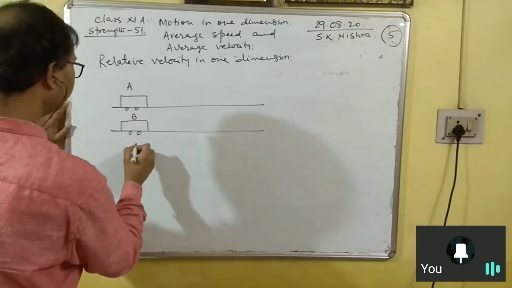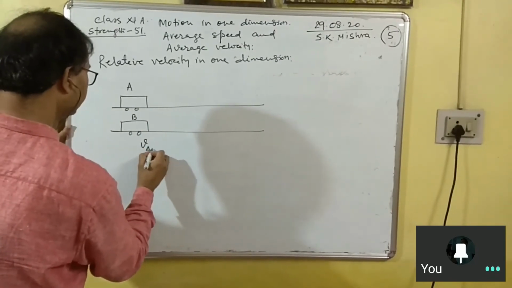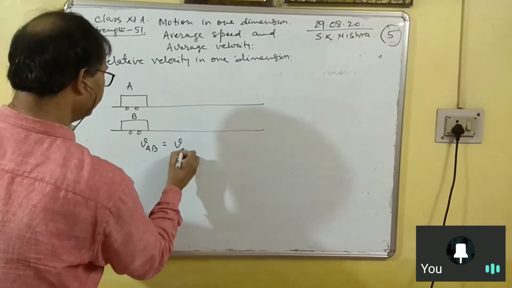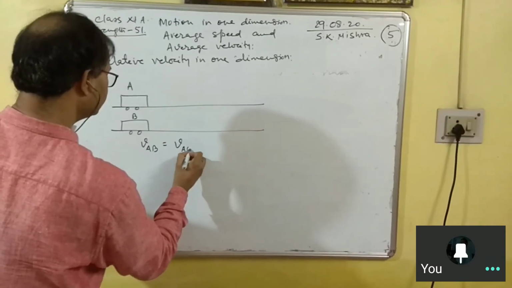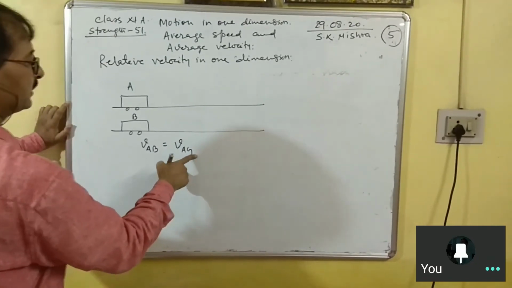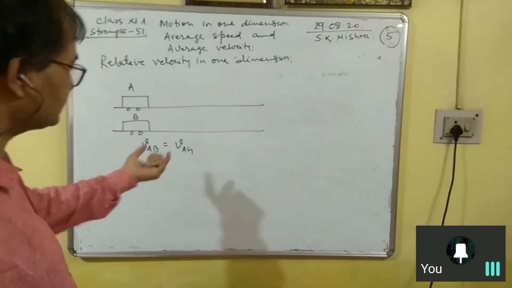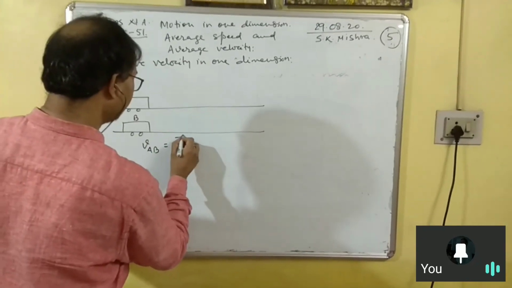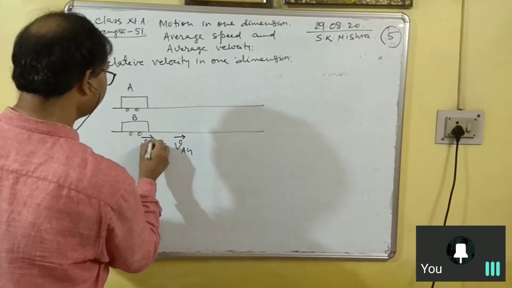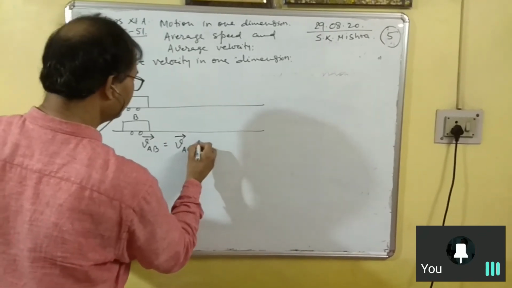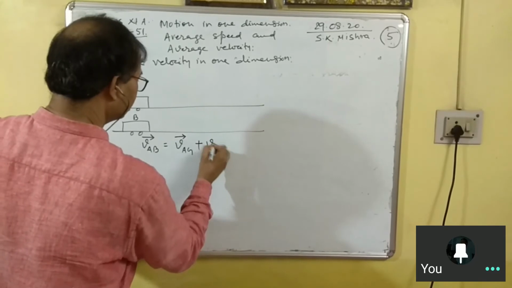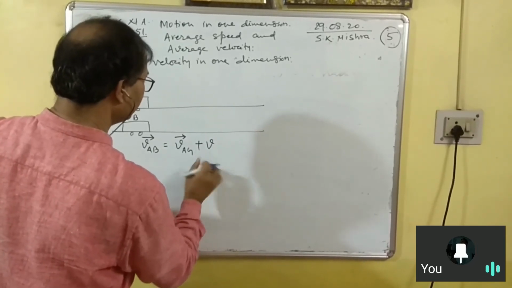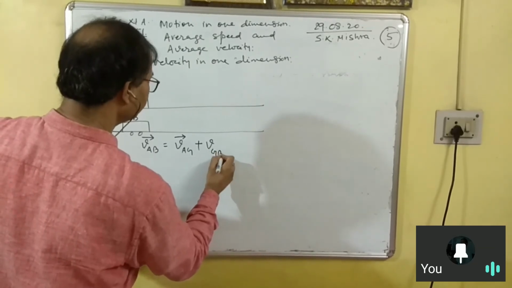then relative velocity of A with respect to B is nothing but VAG, G for ground, earth. We have introduced G for ground. In vector we are writing. Okay, I will tell you plus velocity of ground with respect to B.